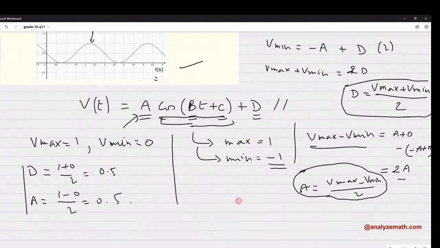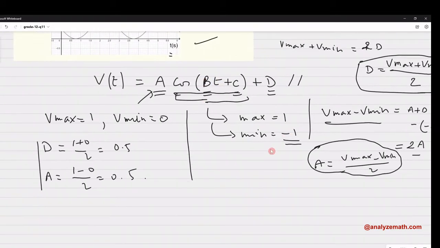Now let's go to find b. Now b is related to what? We know that the period of a trigonometric function, so let's call it p, the period is equal to 2 pi divided by b, assuming b positive. So you divide by b instead of the absolute value of b when you don't know the sign of b.